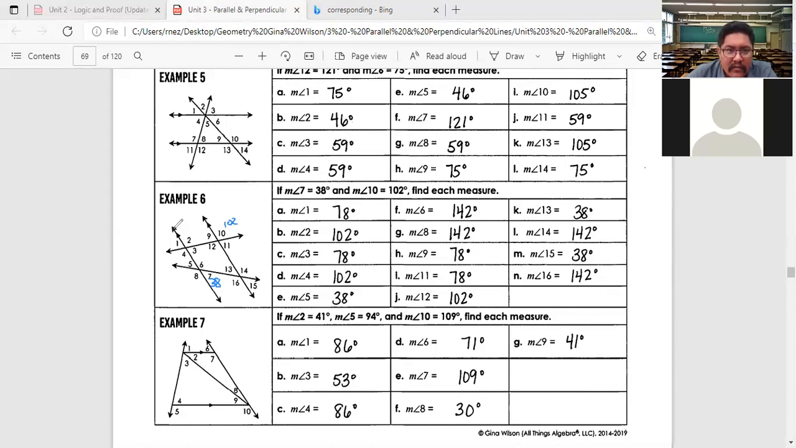Find each measure. Angle 1 is over here. How did they get that? Remember, this is 102. Well, 1 and 10 are on the same side, so that means corresponding. They are exterior, so corresponding exterior angles. And we know that corresponding exterior angles must add up to 180 degrees. So if we take 180 and subtract 102, what the leftover will be is 78 degrees. So we know that this is 78.